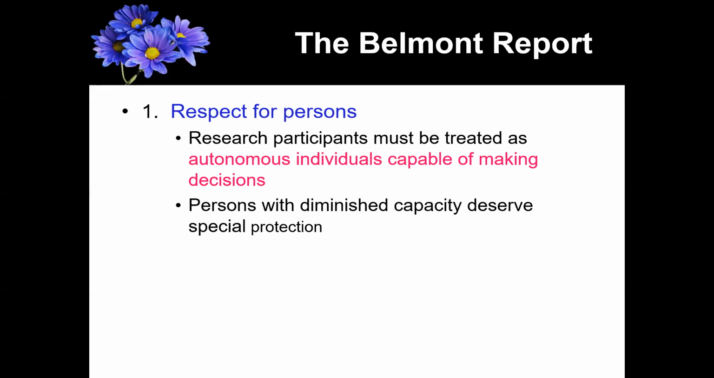So when it comes to respect for persons, you have to treat the research participants as autonomous individuals capable of making decisions. So you obviously can't treat them like some inanimate object that you don't really think of as making decisions or anything like that. You have to treat them like people, obviously. Another big thing here, though, is that persons with diminished capacity deserve special protection, and we'll come back to that in just a minute.